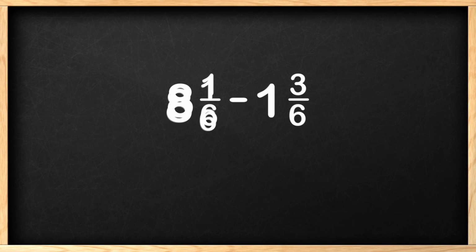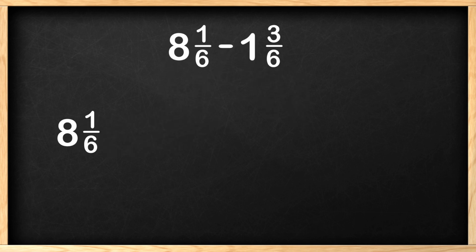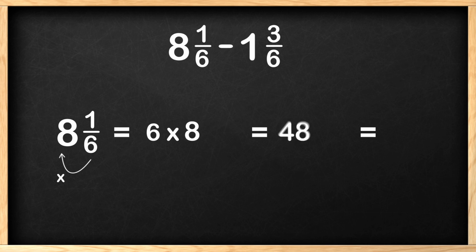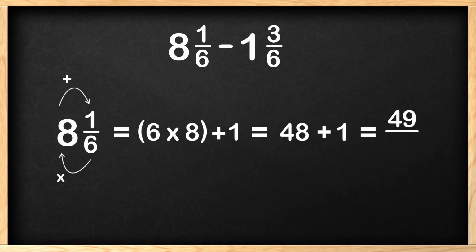There's a quick trick to remember. First, multiply the denominator by the whole number. 6 times 8 is 48. Then add the numerator. 48 plus 1 is 49. Finally, write that value in the numerator of the improper fraction and keep the same denominator from the mixed number. We now have 49/6, which is an improper fraction. Great job!